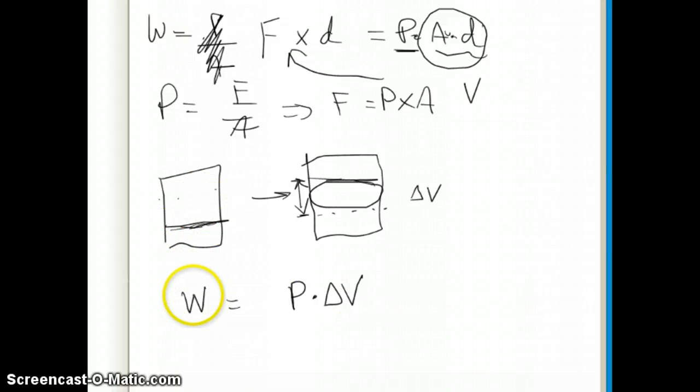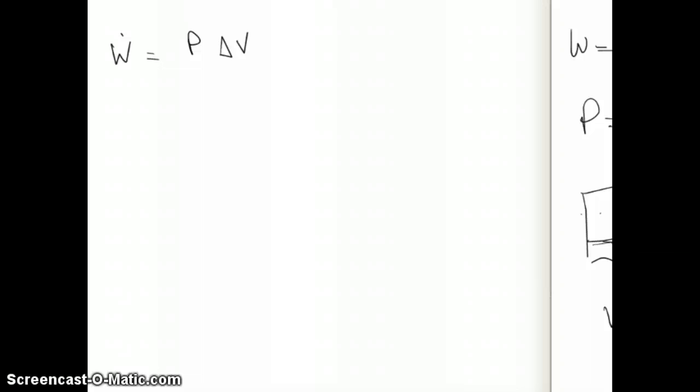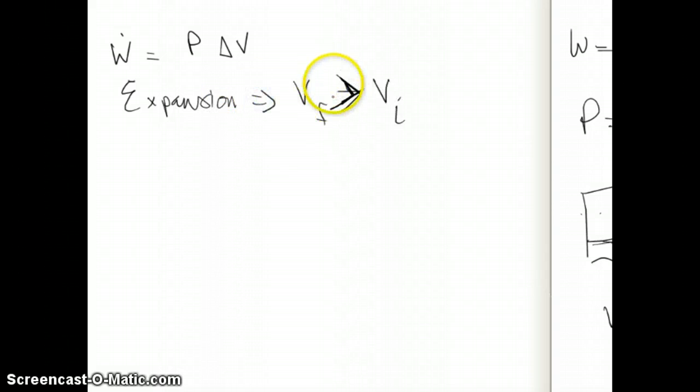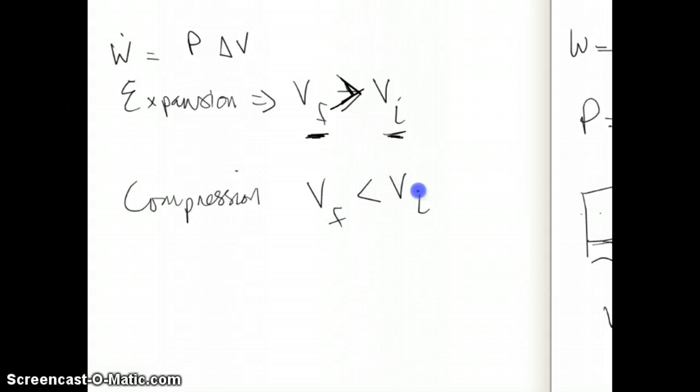However, we want to think a little bit about this. If you think about expansion, earlier we discussed expansion. It should be clear that the final volume in an expansion, in other words, after the expansion stops, compared to the initial volume before the expansion starts, the final volume must be bigger than the initial volume. That's in the case of expansion, right? And then for compression, it's exactly the opposite. For compression, you're going to have the final volume being less than the initial volume, because you're starting with a bigger volume and going to a smaller volume.